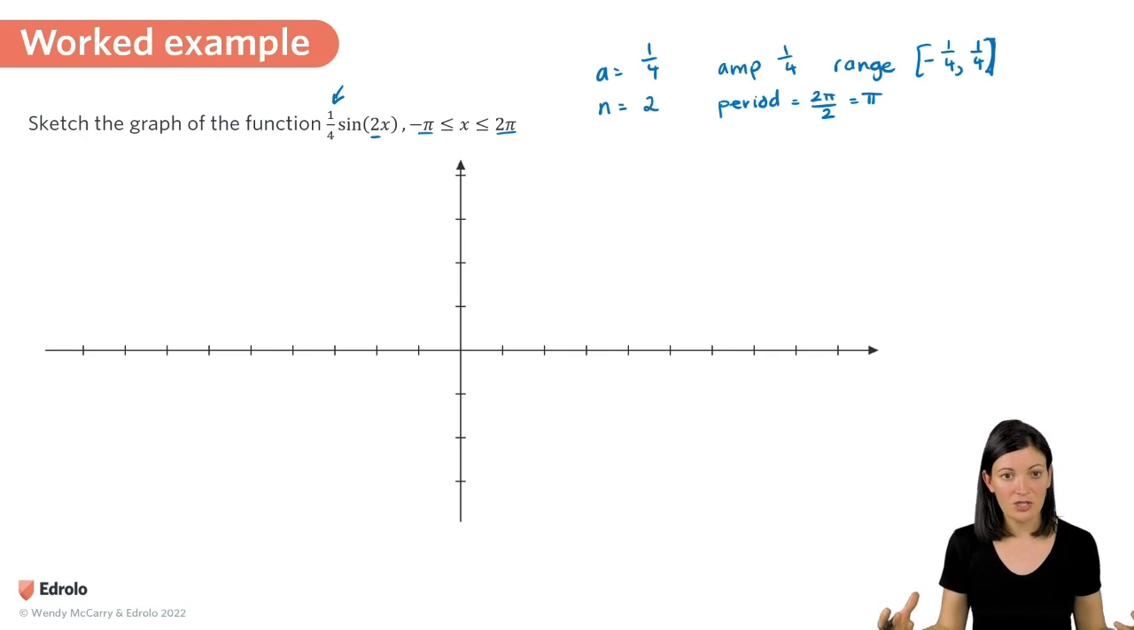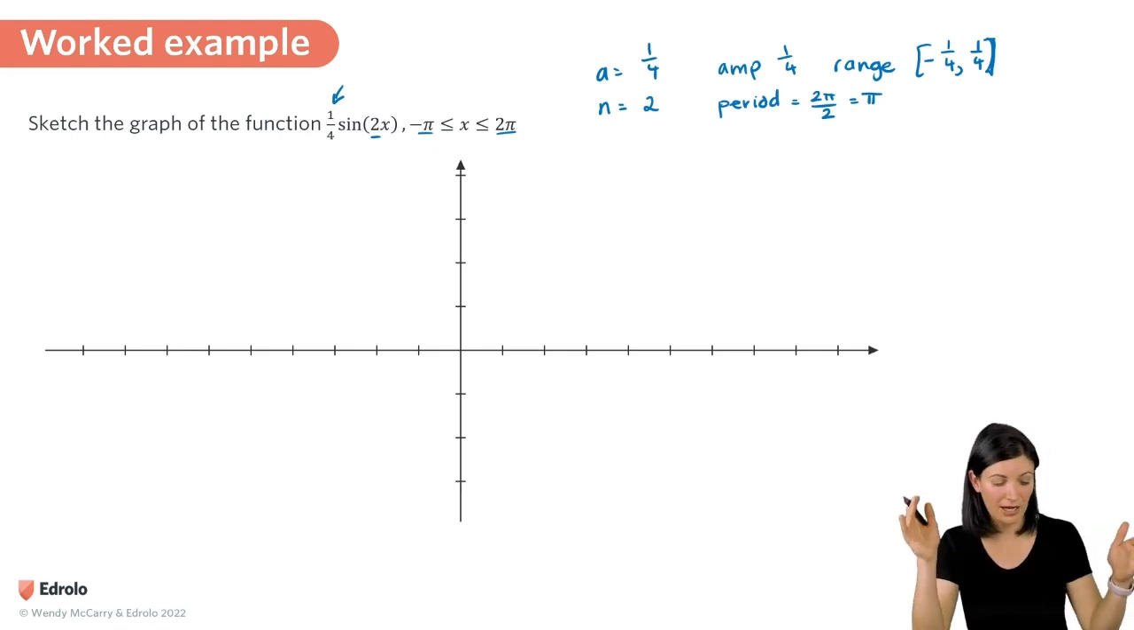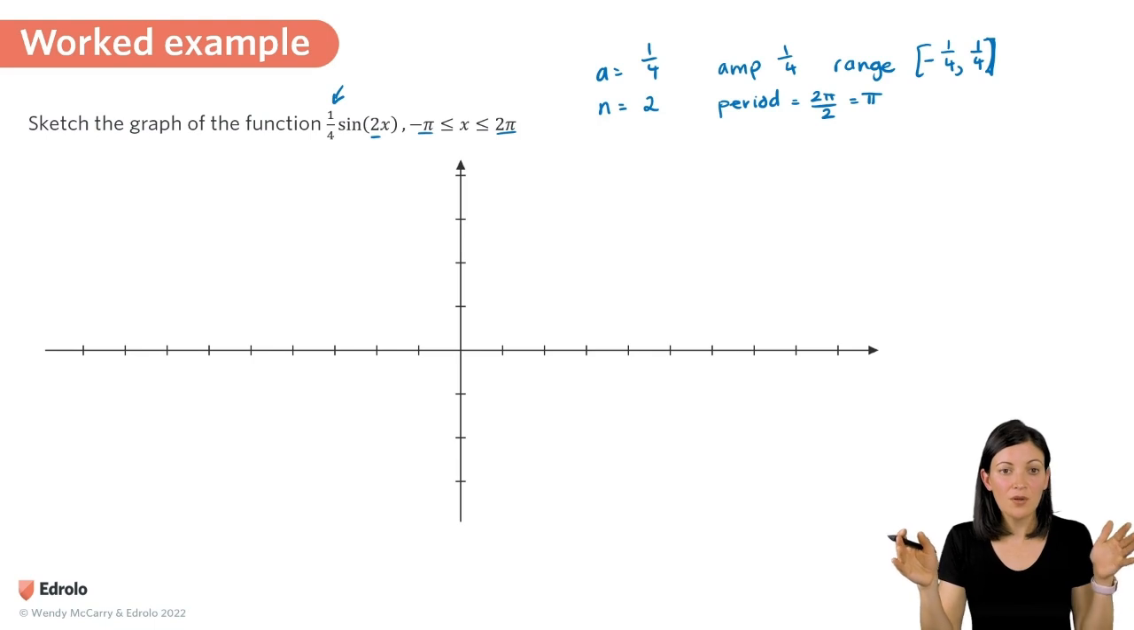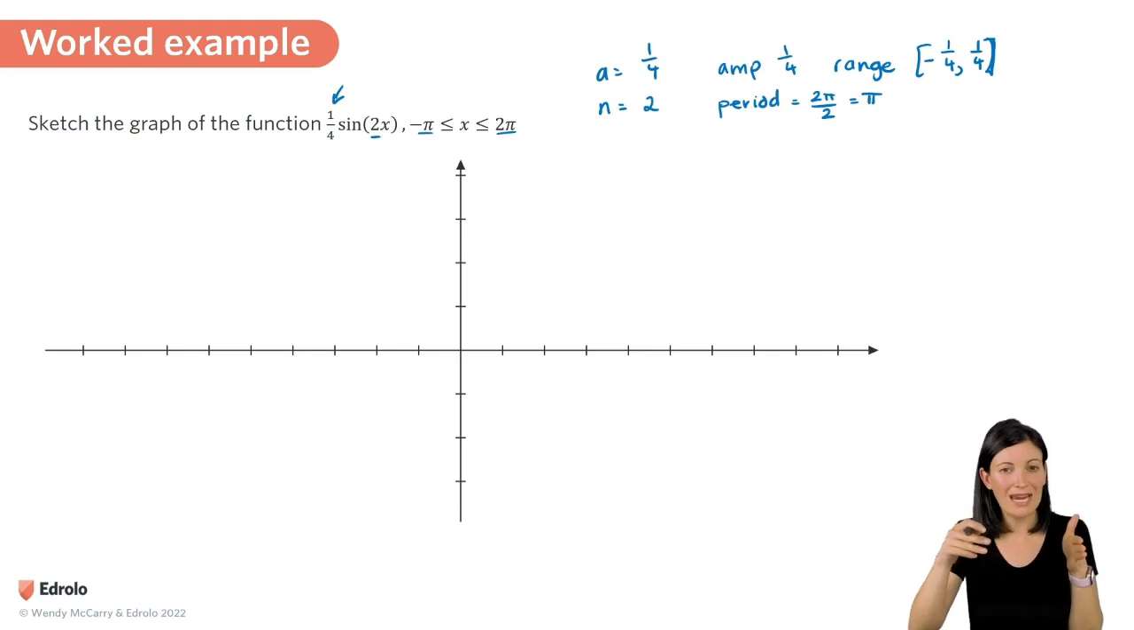The next thing that you have to do, and this will get more complex as the functions get more complex, is think about how you're going to label your x and y axis. Now, I know that I need to go between negative pi and 2 pi, but I also know that my function has to repeat every pi radians. And then there's sort of 4 main points, or 4 divisions that I want to make for each cycle of my graph to get that nice wave shape.